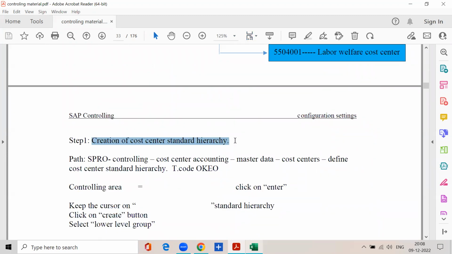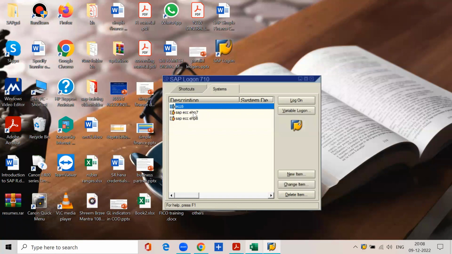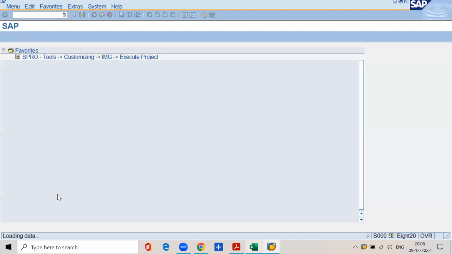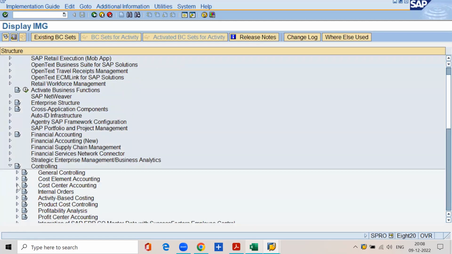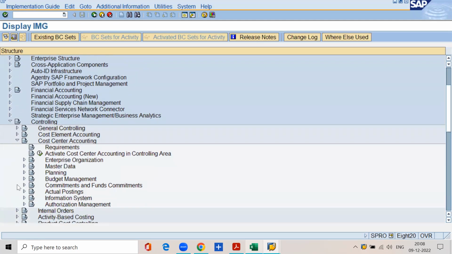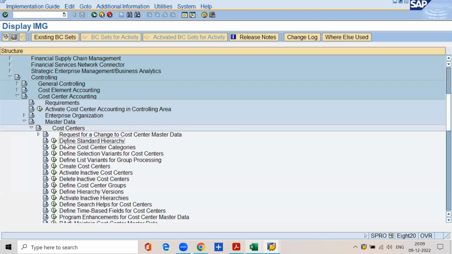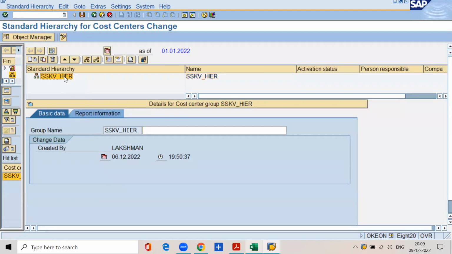Creation of cost center standard hierarchy. SPRO, controlling, cost center accounting, master data, cost centers, define standard hierarchy. Now we are going to define the hierarchy. Controlling area is equal to SSKV. Click on enter. See, this is our hierarchy, right?